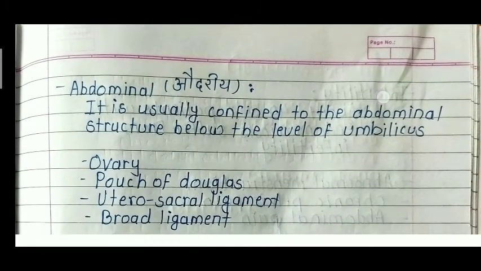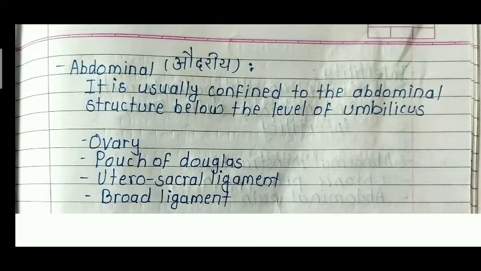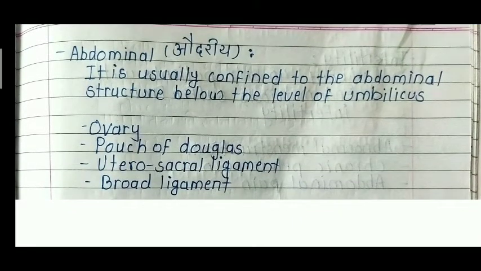So first is abdominal. It is usually confined to the abdominal structures below the level of umbilicus. So the abdominal type of endometriosis is usually found in the abdominal part which is below the level of umbilicus. The parts included in the abdominal type are ovary, pouch of Douglas, uterosacral ligament and broad ligament.